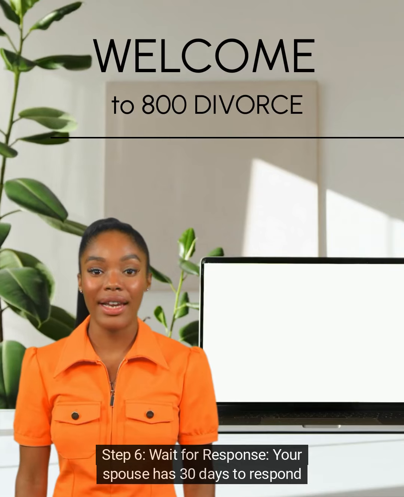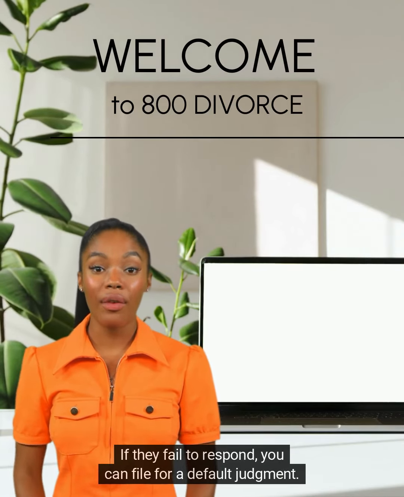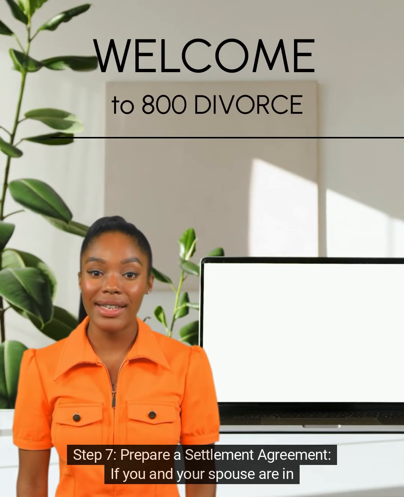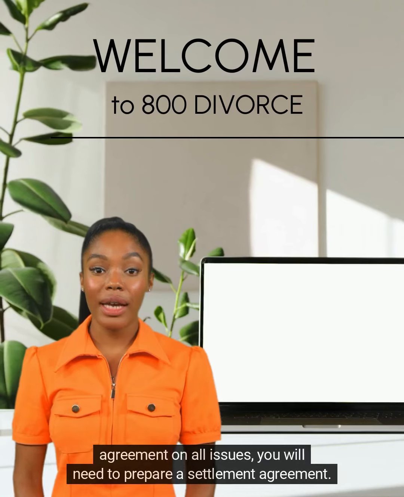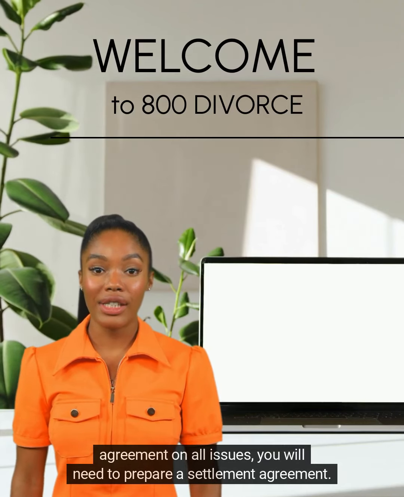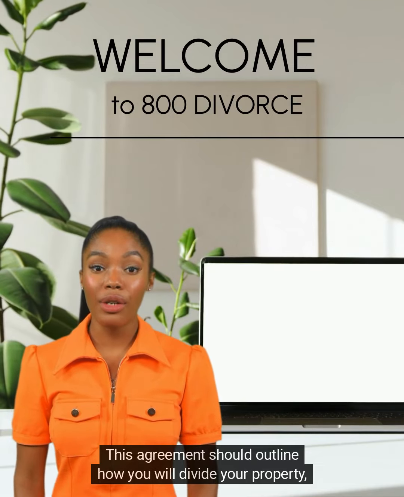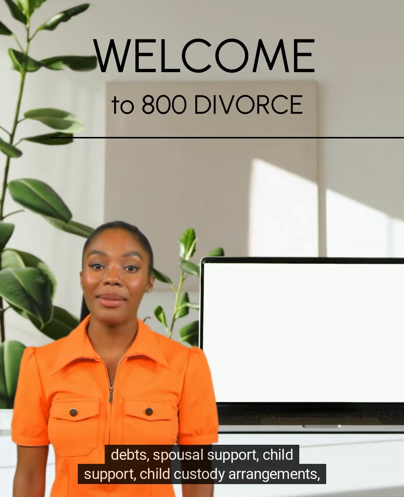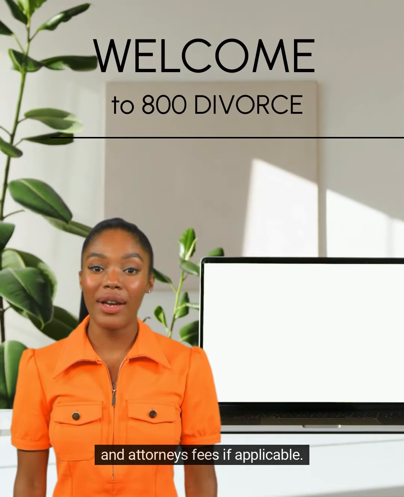Step 6. Wait for response. Your spouse has 30 days to respond to the divorce papers. If they fail to respond, you can file for a default judgment. Step 7. Prepare a settlement agreement. If you and your spouse are in agreement on all issues, you will need to prepare a settlement agreement. This agreement should outline how you will divide your property, debts, spousal support, child custody arrangements, and attorney's fees if applicable.